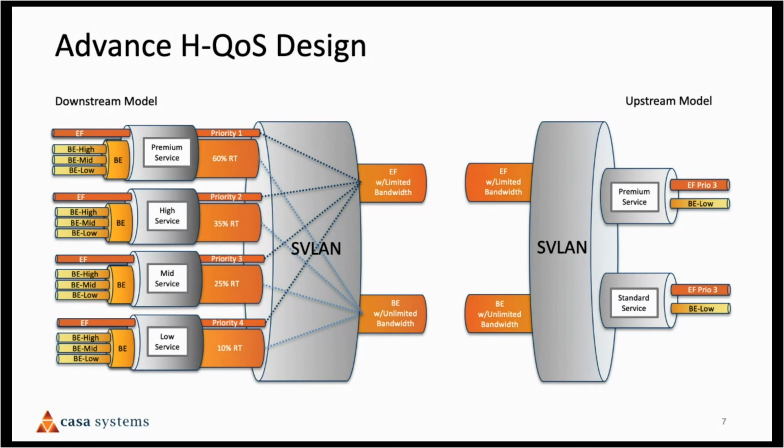Thank you very much. This demo has shown the Casa Systems vBNG solution with hierarchical quality of service. Casa's Axiom vBNG is the only TR-459 CUPS ready Tier 1 NFV BNG solution that is available for deployment.